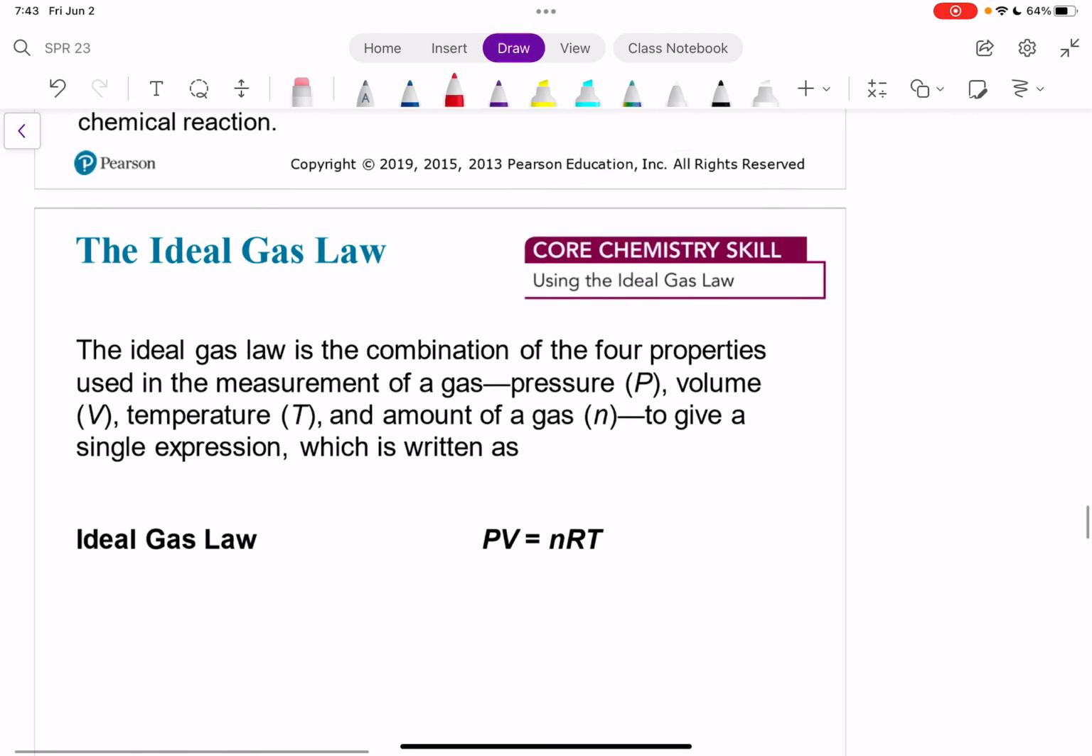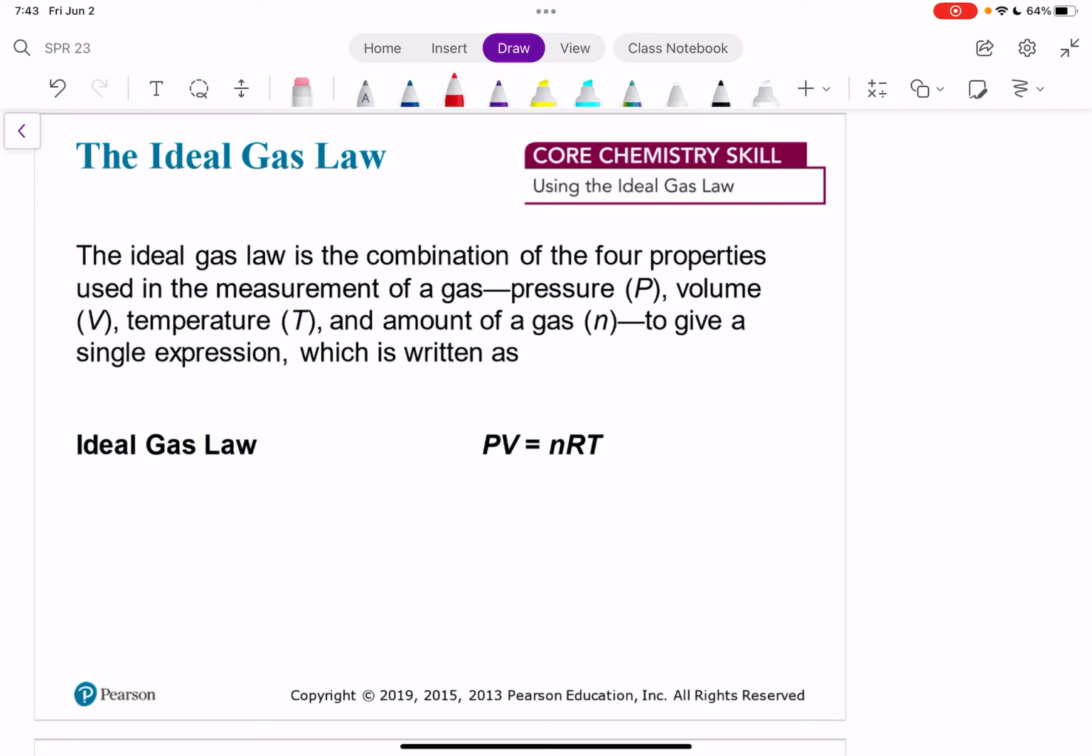So what is the ideal gas law? It's a combination of the four properties used in the measurement of a gas. We've talked about pressure, volume, temperature, and amount of gas, which we express with n, usually measured in moles, to give one single mathematical equation, which is written as PV equals nRT. That's the ideal gas law. Again, this will be given to you on an exam.